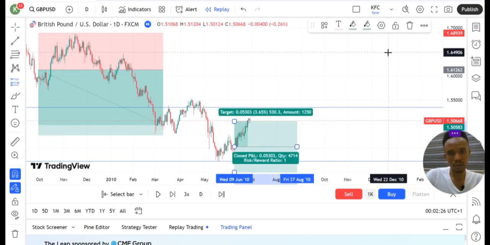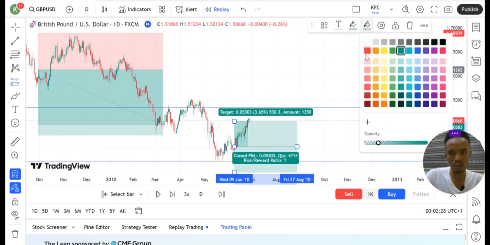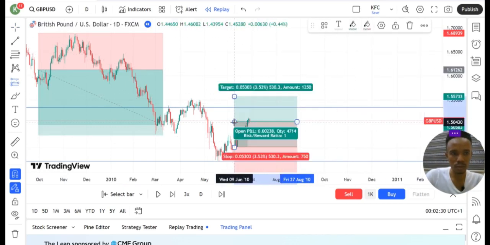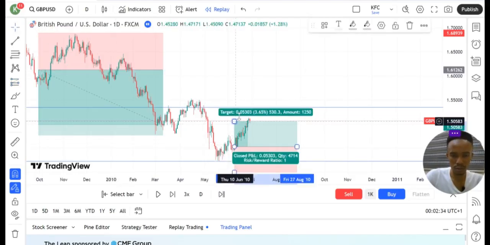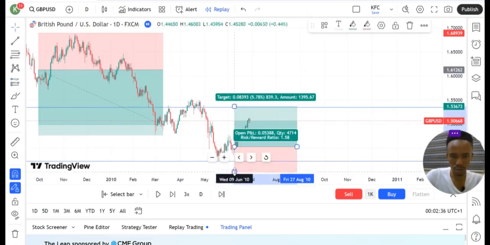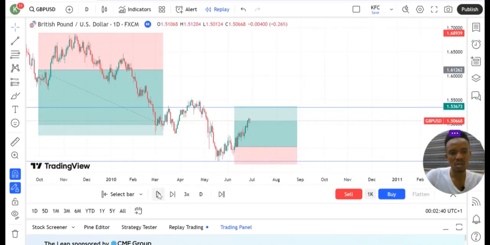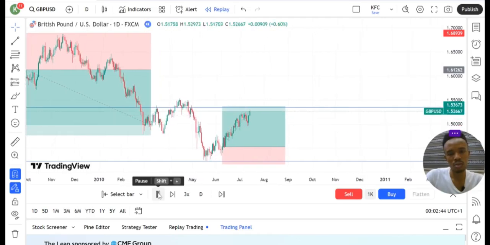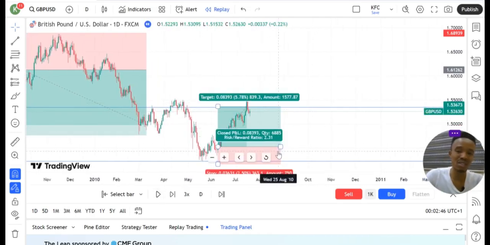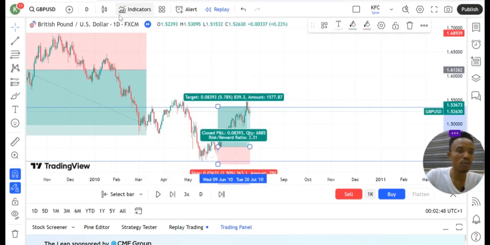So we're going to look for another candle, as this one is already moving. The stop loss should just be under this low. Let's see it. Okay, it has hit the take profit already. So let's look for another candle.